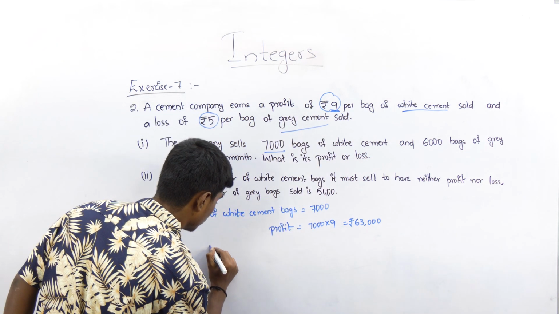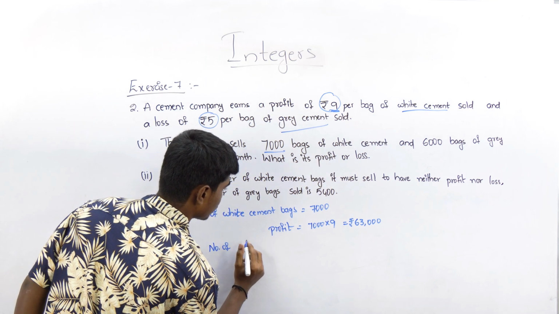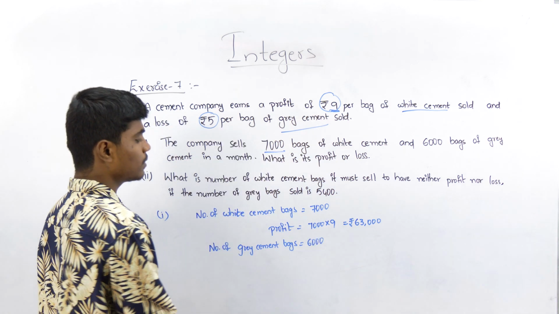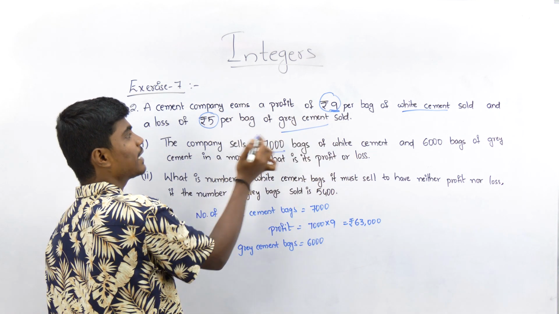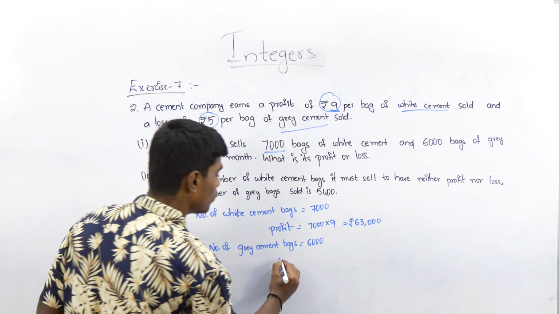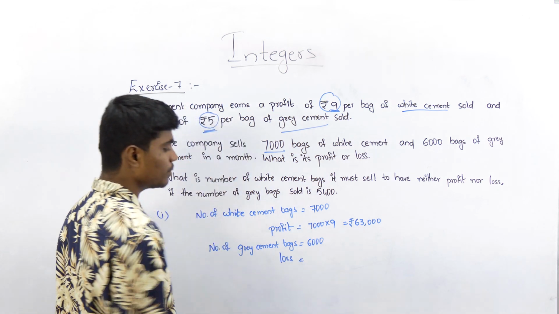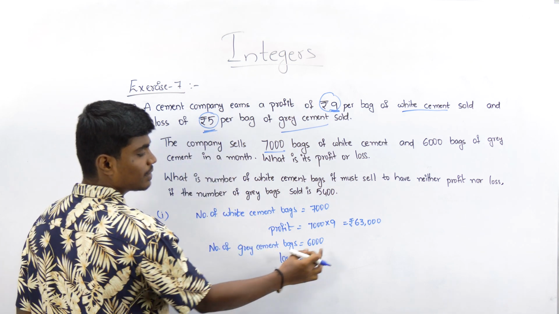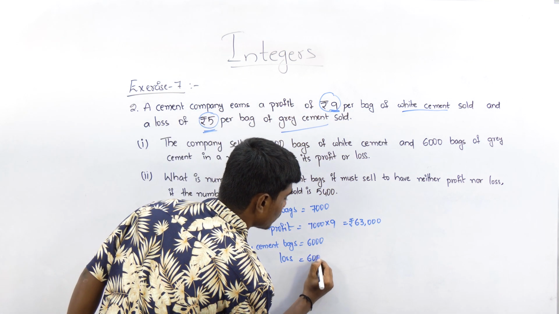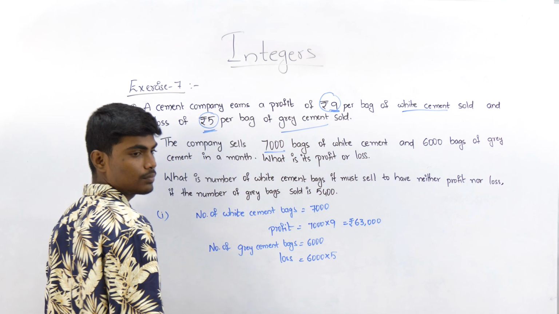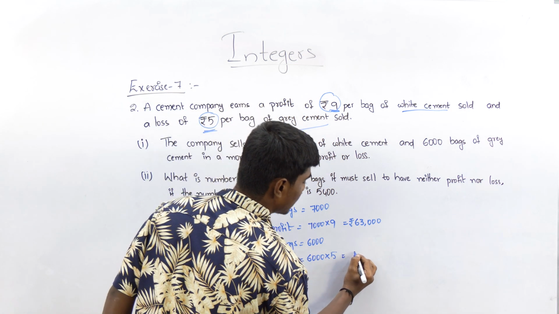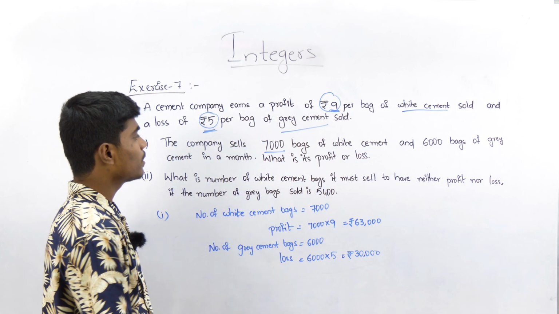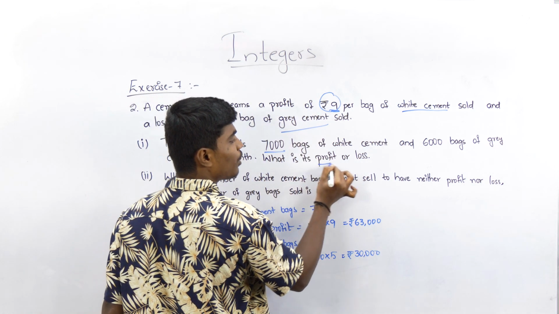Now number of grey cement bags is equal to 6,000. See, for each grey cement bag he is getting loss of 5 rupees. Now loss is equal to, for each one bag he is getting loss of 5 rupees. For 6,000 he will get 6,000 into 5. See, 5 6s are 30, so the value is 30,000. So 30,000 rupees loss.